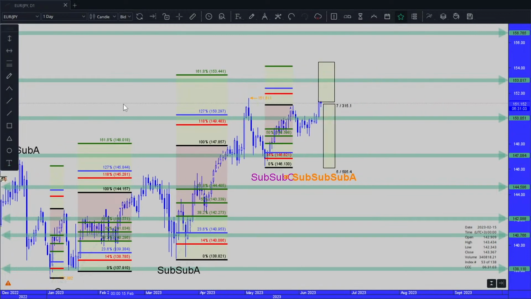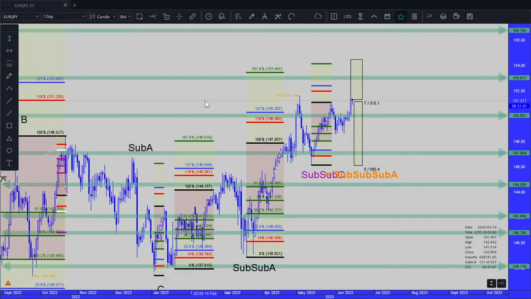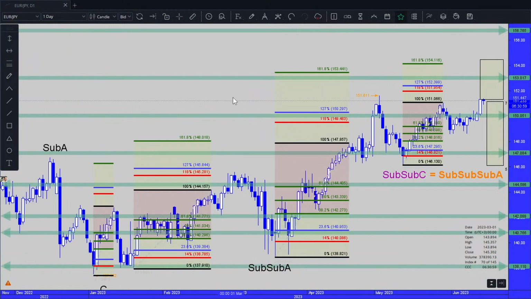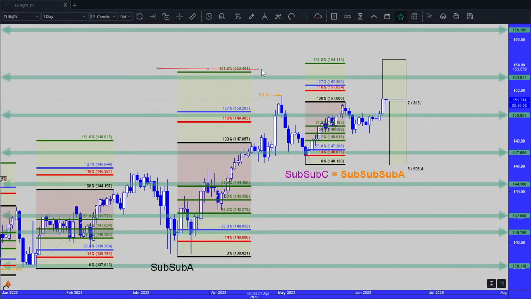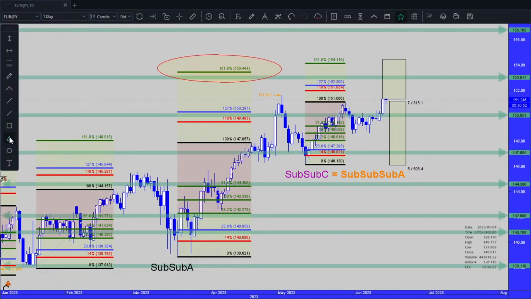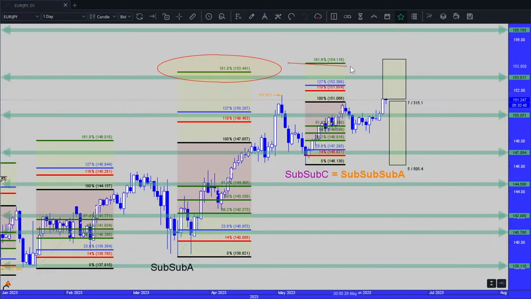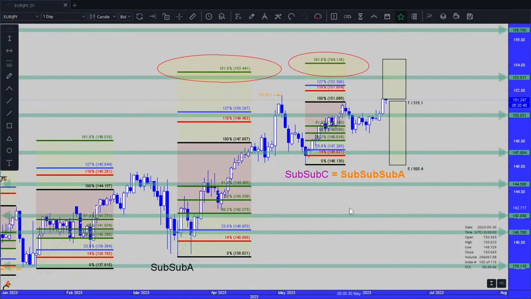Now this is where you need to pay attention, everybody. This is where you need to pay attention. What do you see? It's not just risk reward ratio. What do you see? Is the sub A moving the sub A, or is the sub A moving the sub A?